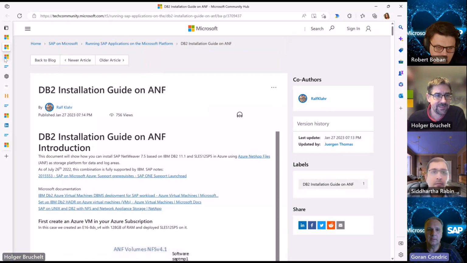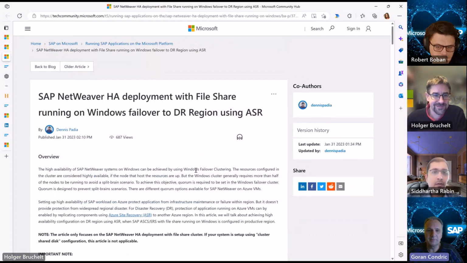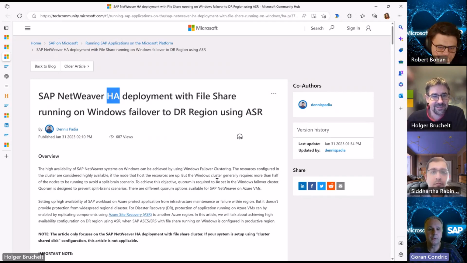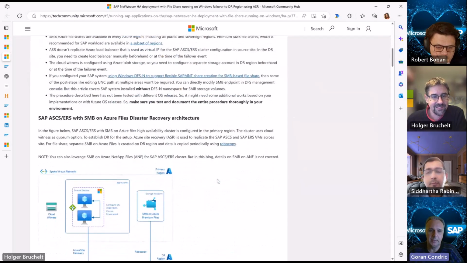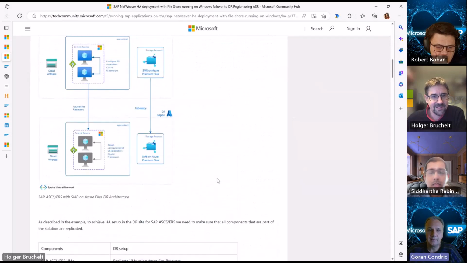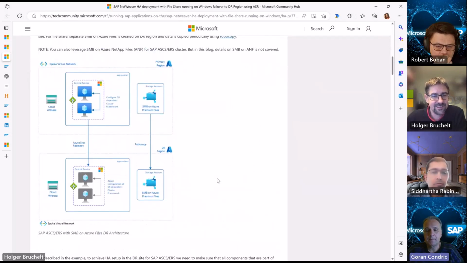And the next blog is again my beloved topic. Dennis Padilla is really publishing more in the DR space, and he did Linux and Pacemaker. Now he goes into Windows failover cluster for central services, and basically talks about the configuration where the Windows cluster would use a file share. Not a shared disk, but a file share, using Azure Files for SMB. And if you go exactly here, he's on the picture, just short. He said basically he used Azure Site Recovery to replicate the Windows cluster machines.